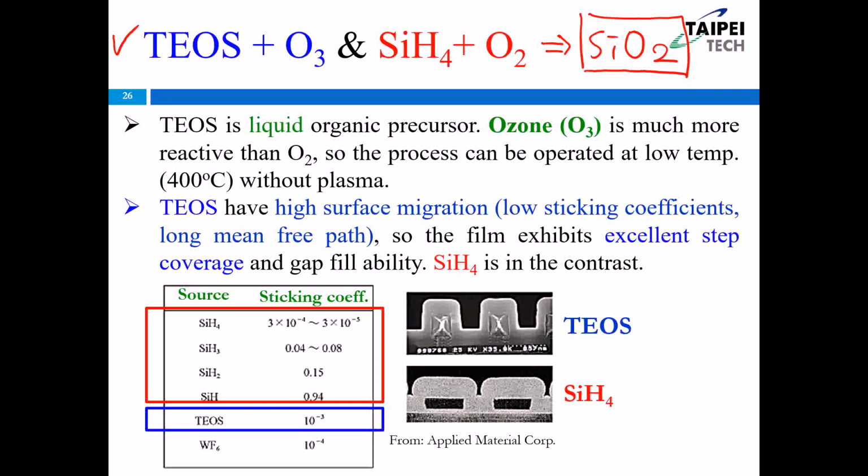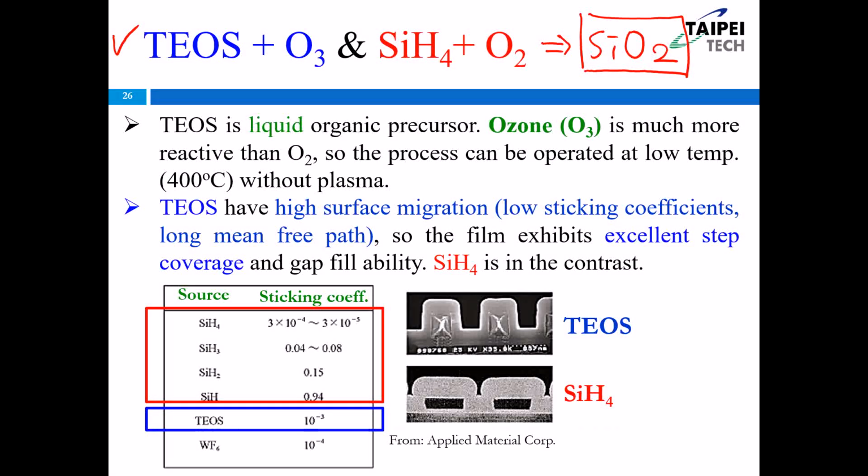Right now you see, the TEOS has high surface migration. High surface migration means this precursor has a low sticking coefficient, so it has a long mean free path. It means this precursor has higher mobility. This precursor can move around. So the film has excellent step coverage.